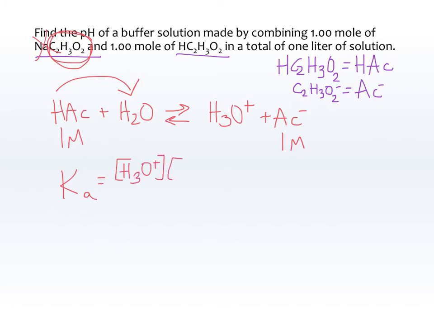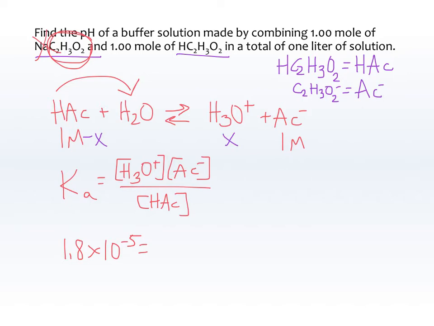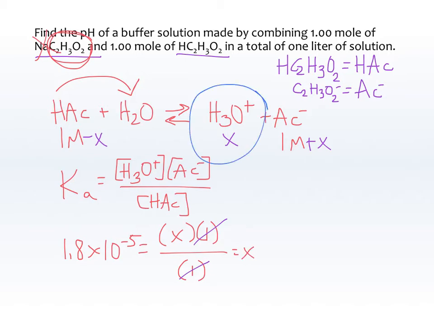Ka is H3O plus times Ac minus over HAc. And just like earlier, the Ka of acetic acid is 1.8 times 10 to the negative 5. Over time, the acetic acid will lose X, the hydrogen and the acetate ion will gain X. So we end up with X times 1 over 1. The 1's cancel, so that equals X. And X, remember, represents the H3O+.